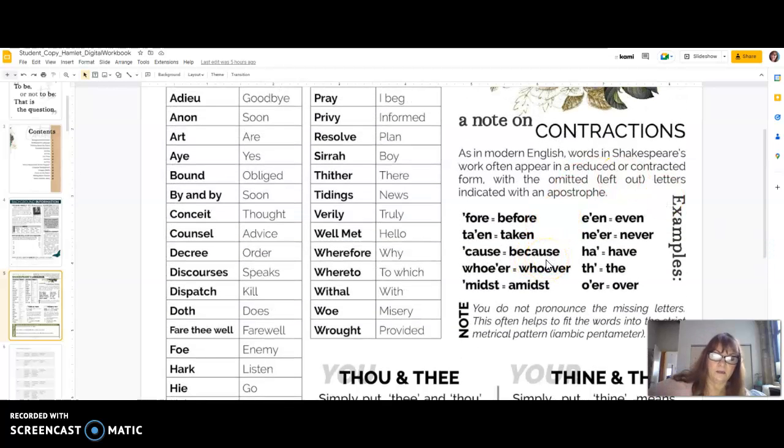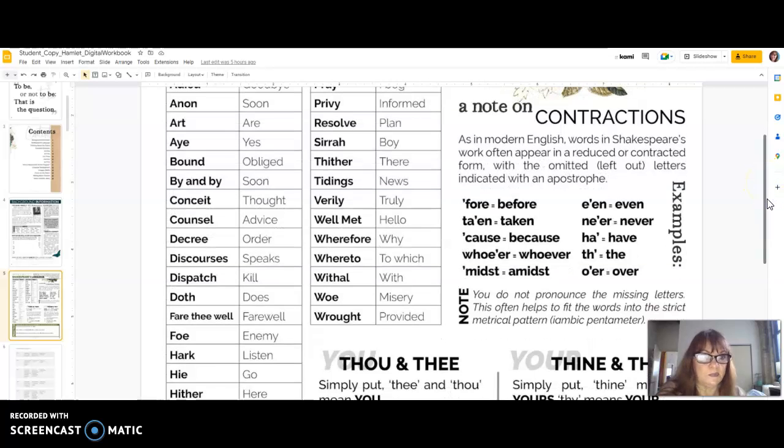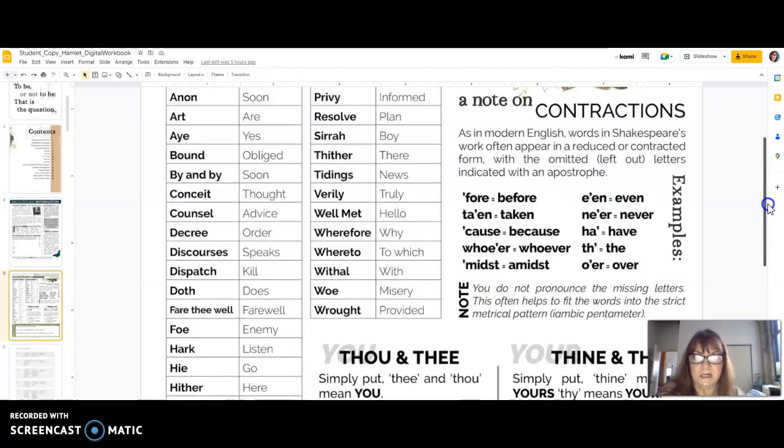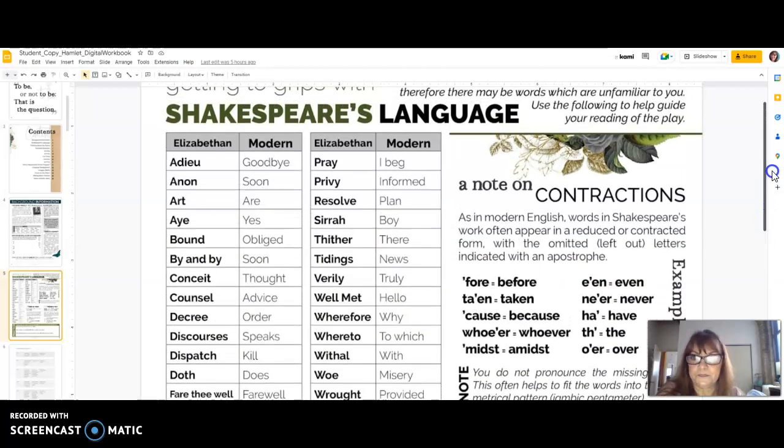Also, the words that ended with ed in Shakespeare's time were often a separate syllable. So beloved would be beloved. And oh my gosh, now of course I'm going blank with examples, but you will see plenty of them in this play. And it's supposed to fit that iambic pentameter. The whole play isn't in iambic pentameter, but there are parts of it which are.